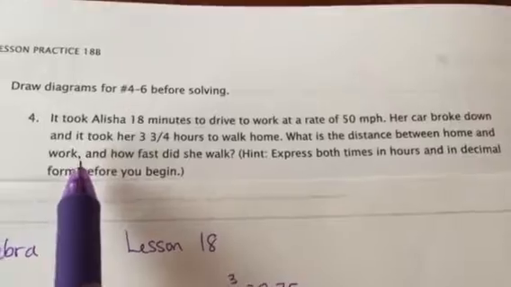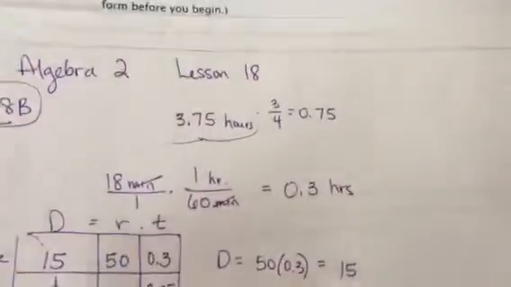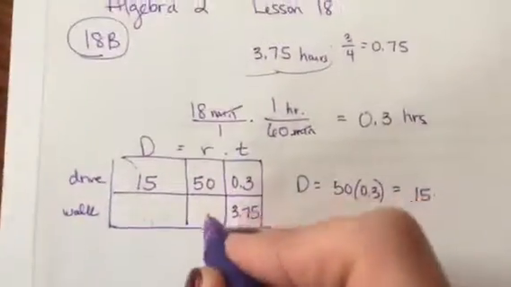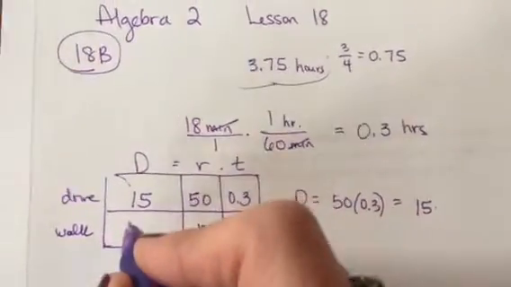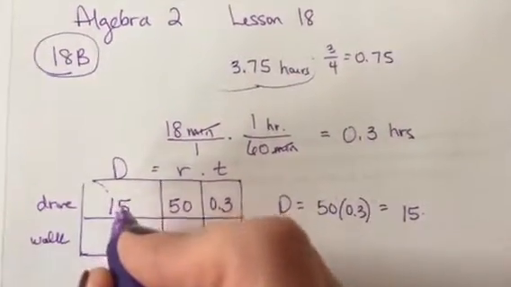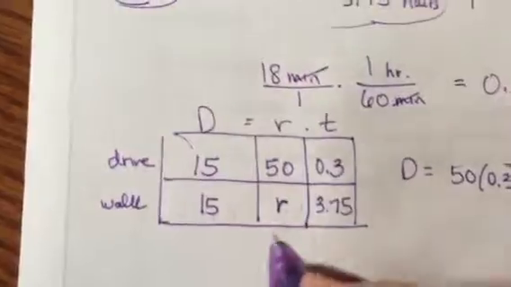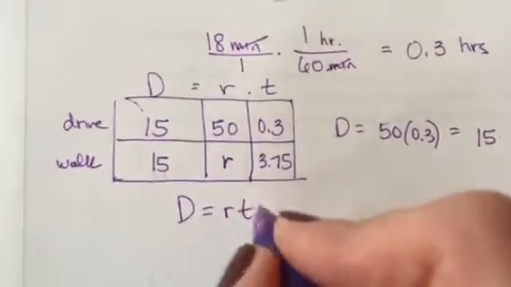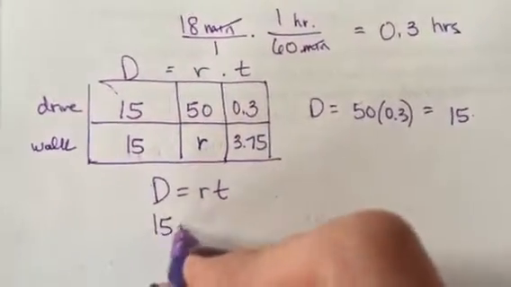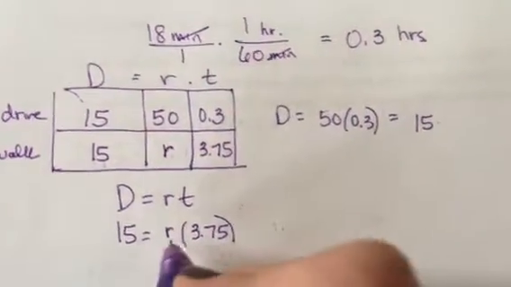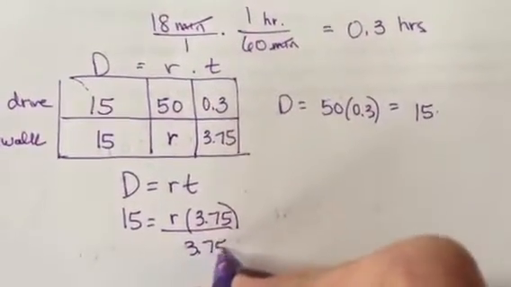Well, we already found that. There was my distance, 15 miles, but how fast did she walk? I'm looking for this rate right here. I know that the distance to work is the same distance as home, and we know that distance equals rate times time. My distance is 15. I don't know my rate, but here was the time. So just divide both sides by 3.75.